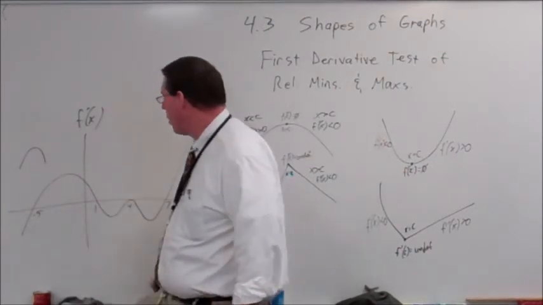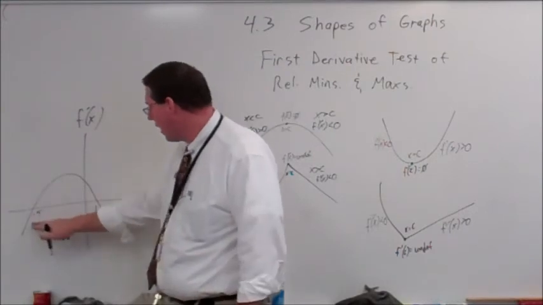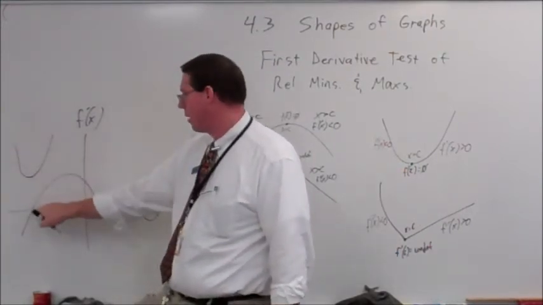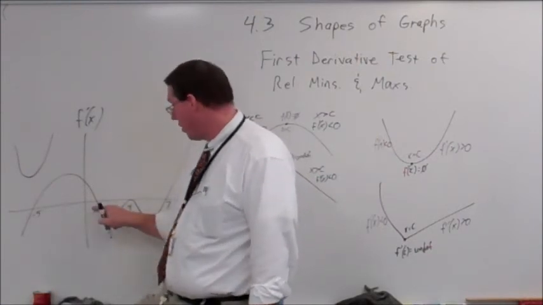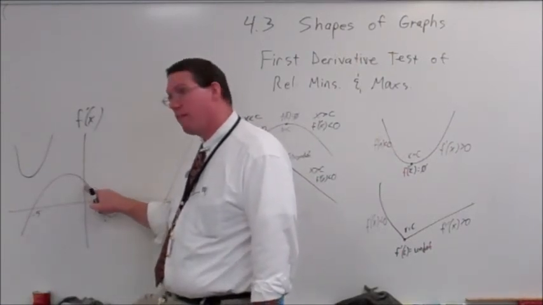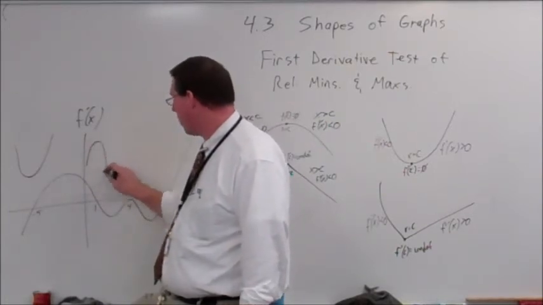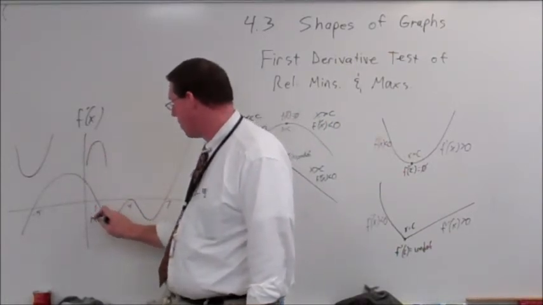Oh, sorry, did I do that wrong? I did that wrong. You just should have called me on that. Negative, then 0, then positive. Negative, 0, positive. There we go. That's what's happening there. So then this one is positive, 0, negative. Positive, 0, negative. That's a maximum.